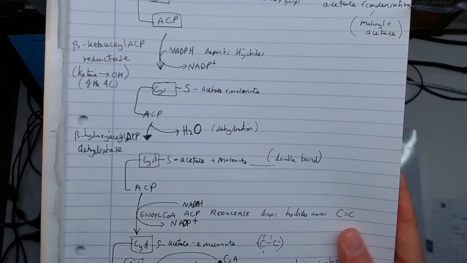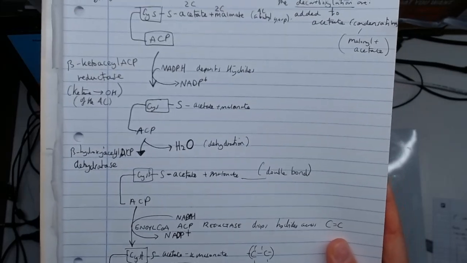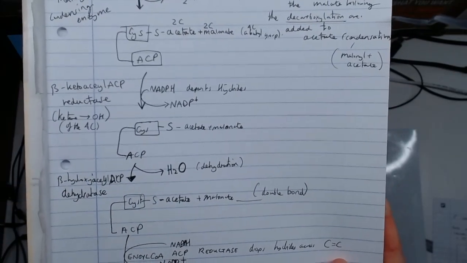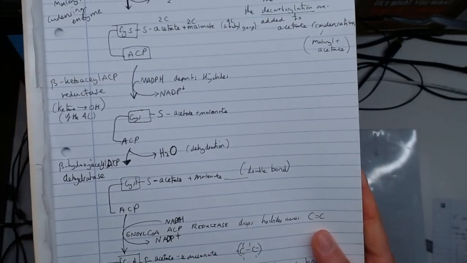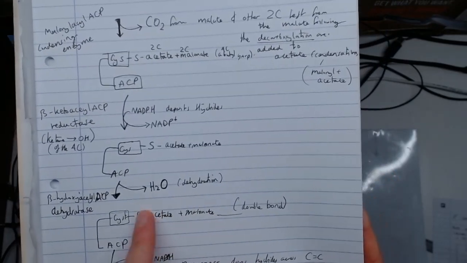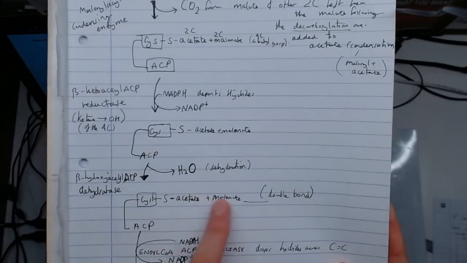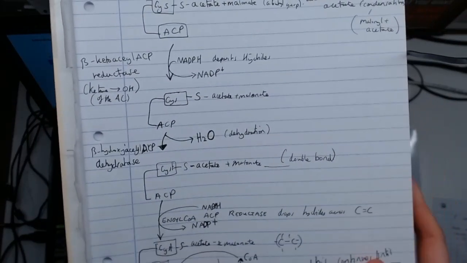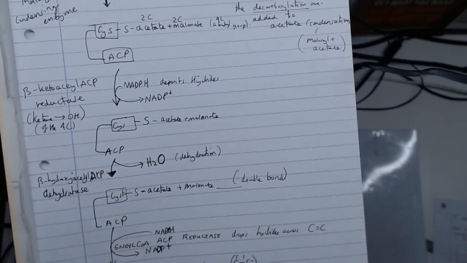Now, following this, we are going to have a dehydration reaction, as you can see here, which is done by our beta-hydroxyacyl ACP dehydratase. And this is, of course, a dehydration reaction, so we're having a double bond forming within that butyl group. Now we're almost at the end of the first stage of this fatty acid synthesis, really.